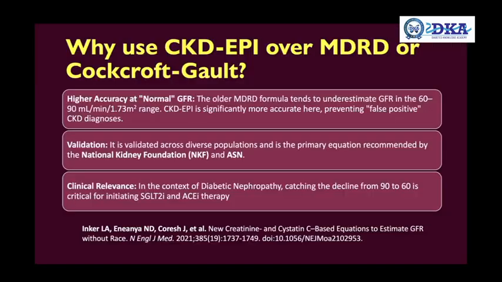So why are we using CKD-EPI over the traditional MDRD formula or Cockcroft-Gault? Because it has higher accuracy. The older MDRD formula tends to underestimate the eGFR in the higher eGFR range. So CKD-EPI is significantly more accurate, and it is validated by the National Kidney Foundation. And with the clinical relevance, catching the decline from 90 to 60 eGFR is critical for initiating the standard therapy, which includes SGLT2 inhibitors and ACE inhibitors.